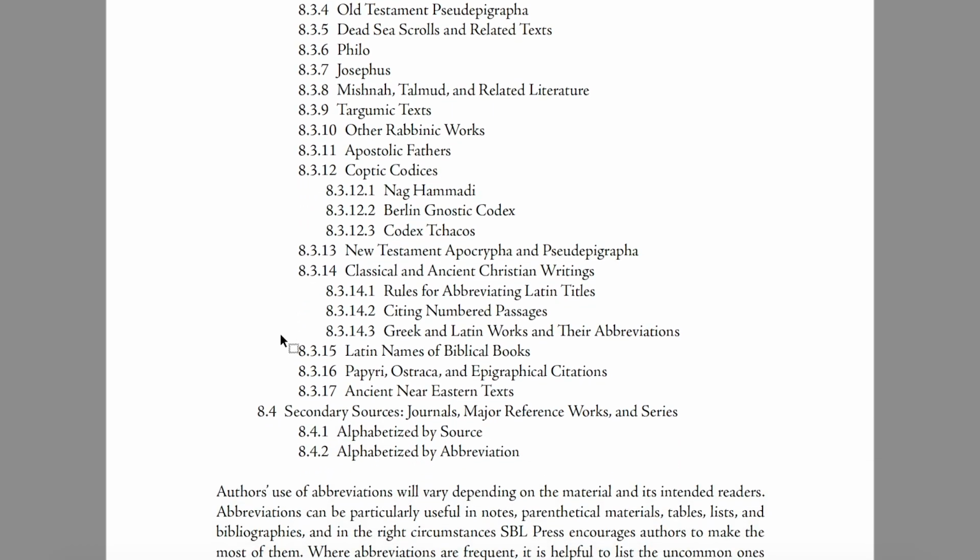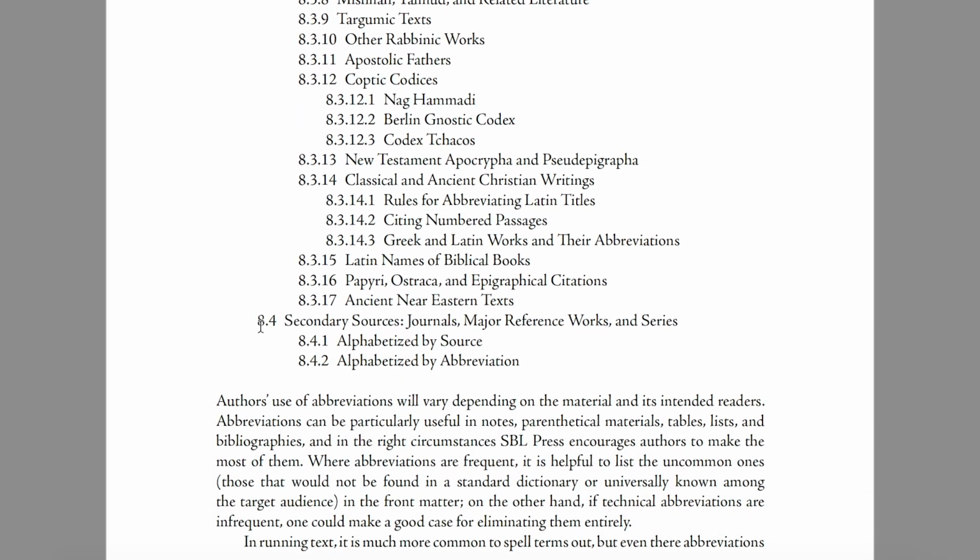One other thing that I'll highlight here is in the last section, 8.4. You'll see that it includes abbreviations for secondary sources that you'll encounter. Right? When you're citing journals, when you're citing dictionaries, or when you're citing commentary series, you will abbreviate the titles of those things in both your footnotes and in bibliography entries. And so you need to know how to properly abbreviate them.